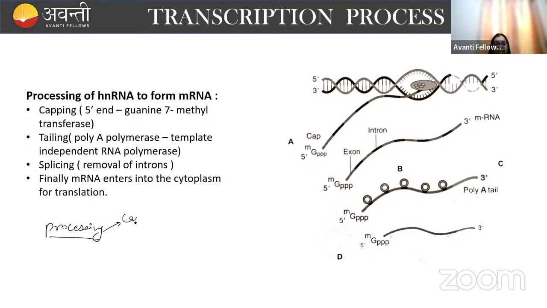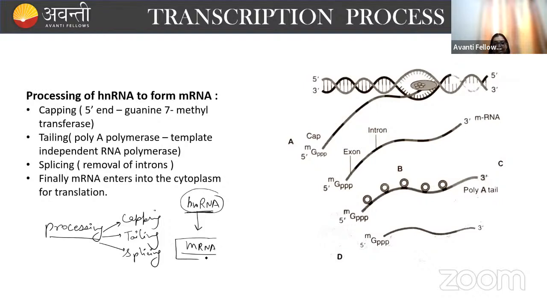And this processing includes capping, tailing, and splicing. In eukaryote, when the RNA is first formed, it is known as a primary transcript. We call this RNA a heterogeneous RNA or heteronuclear RNA. Now this RNA will be converted to mRNA when it undergoes processing. Once this primary transcript RNA undergoes processing, we get a final transcript which is known as mRNA.